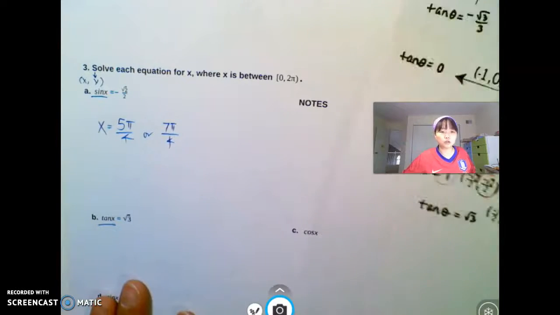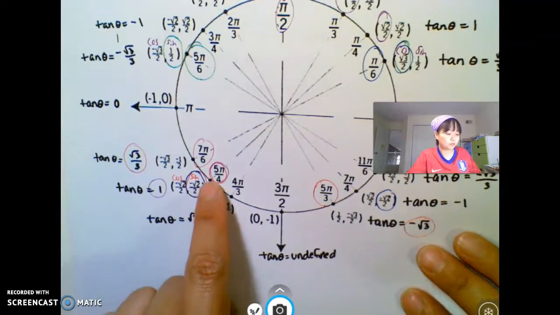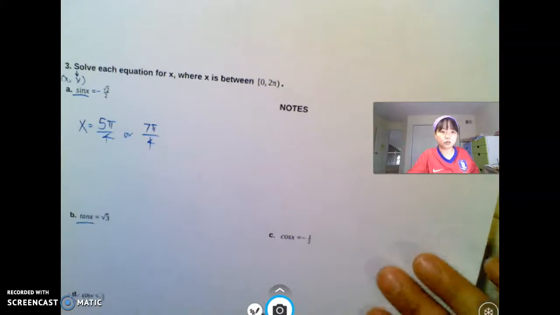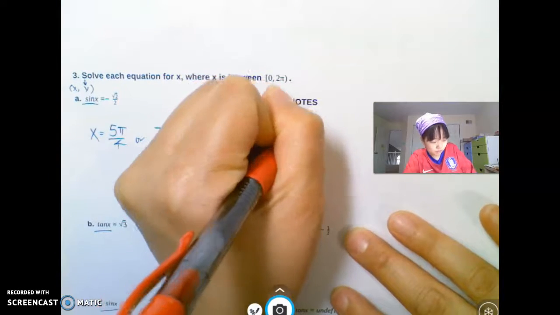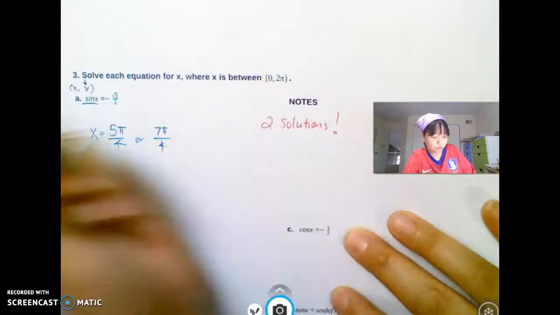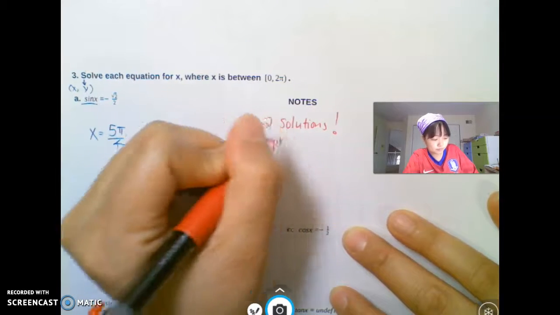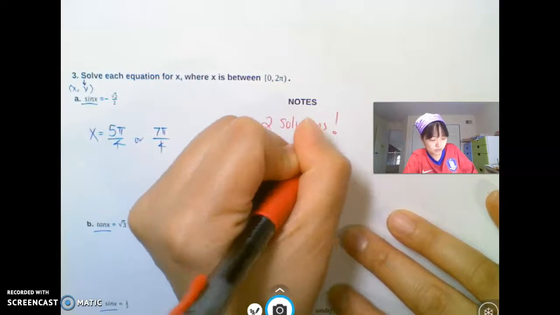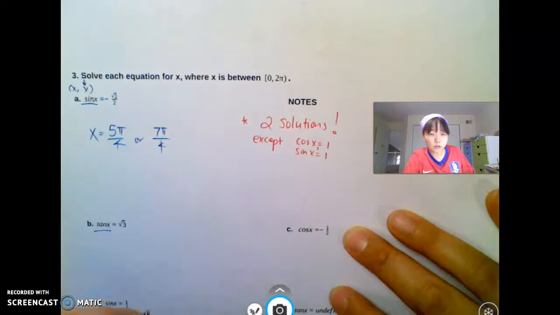Because it's a circle, it goes around and around. If we're looking for sine at negative root 2 over 2, there is always going to be 2 solutions. So the first thing that you should really note is that you do have to find 2 solutions for all of these, except cosine, sine. Actually, I'll just write it like this: cosine x equals 1. There's only one solution. So it's even easy to remember.